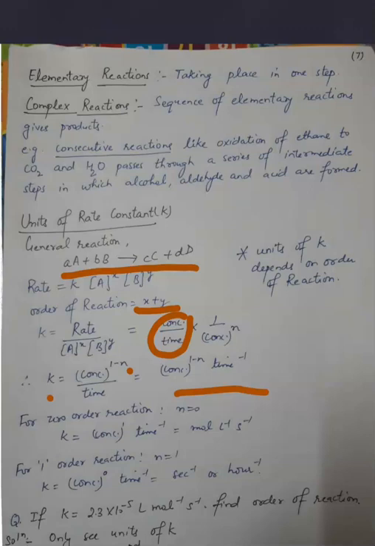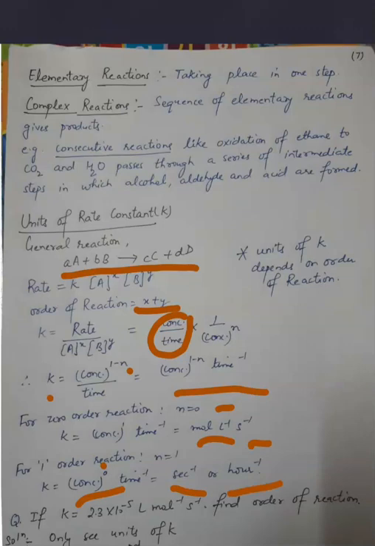For zero order, n is equal to 0. So by putting the value of n equal to 0, we get K is equal to concentration to the power 1, time inverse. Concentration units are mole per liter and time is in second inverse. So the unit of zero order reaction rate constant is mole per liter per second. For first order reaction, 1 minus n will be 1 minus 1 equal to 0. So concentration raised to the power 0, time inverse, the unit will be second inverse or hour inverse.